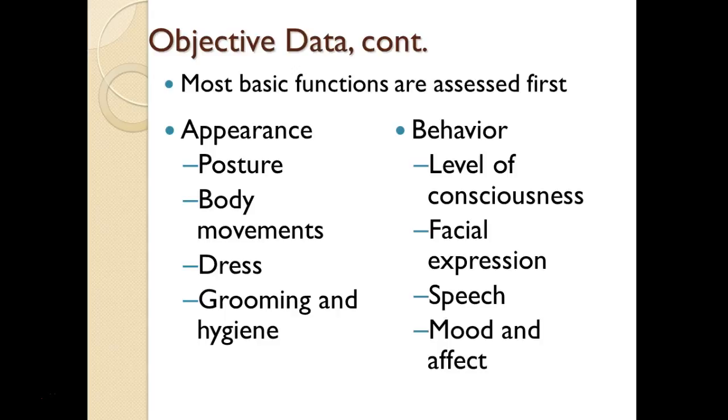So here are the components of appearance, and that's basically, what are we seeing in their appearance, their posture? Are they sitting up straight? Are they slumped? Their dress, is it appropriate for the weather? Their grooming, are they well groomed, or are they not taking care of themselves? Sometimes with depression, we see a big change in hygiene. Their behavior starts with level of consciousness, and there's a table that I'll discuss towards the end of this chapter that talks about that.